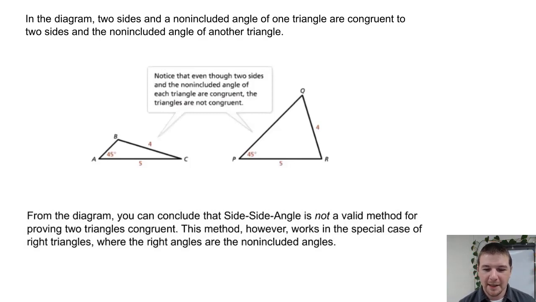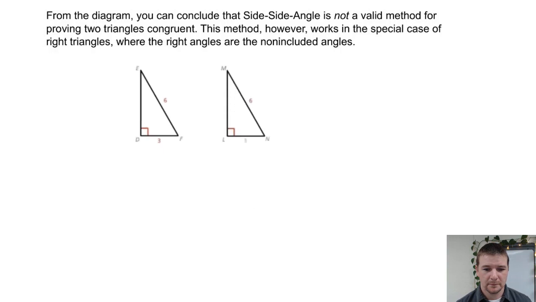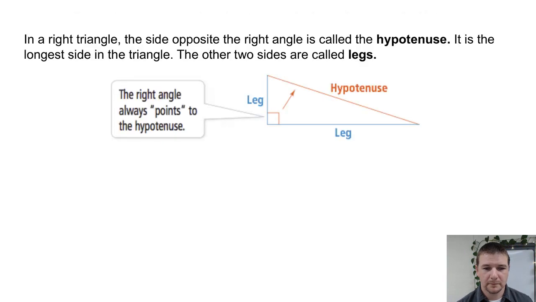This method, however, works in the special case of right triangles, where the right angles are the non-included angles. In a right triangle, the side opposite the right angle is called the hypotenuse. It is the longest side in the triangle. The other two sides are called legs.